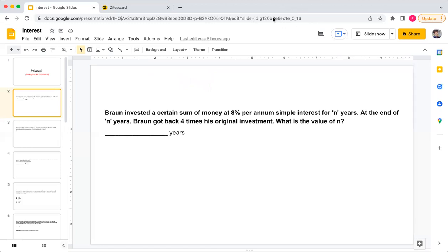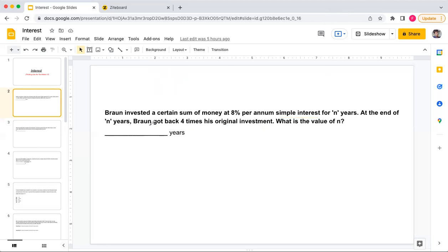Okay, let's solve this question. This is a very basic question. Ron invested a certain sum of money at 8% per annum. So the rate of interest is 8% per year, at simple interest, and for n years. At the end of n years, Ron gets 4 times his original investment. What is the value of n?